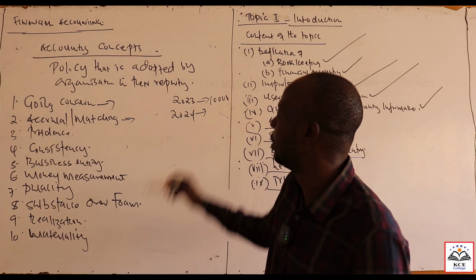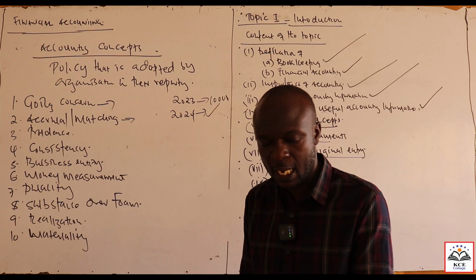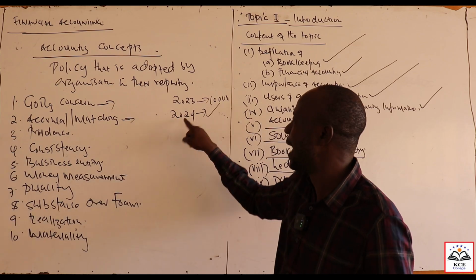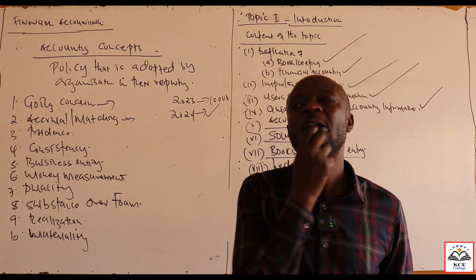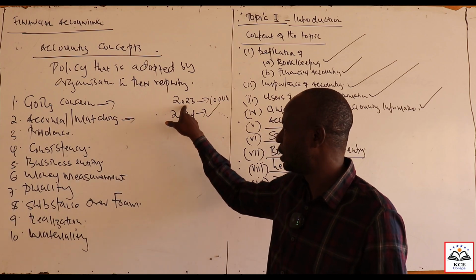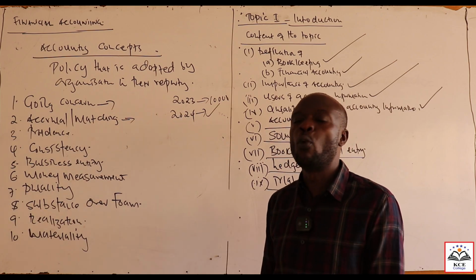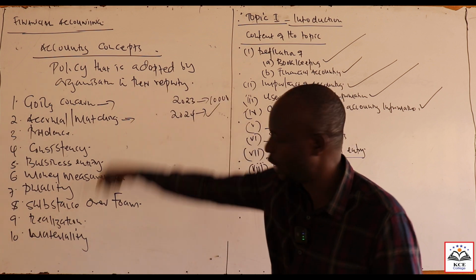This is the payment year. It doesn't mean that this is now an expenditure for 2024. No. It should be reported in 2023 when incurred. So we match it with its period.